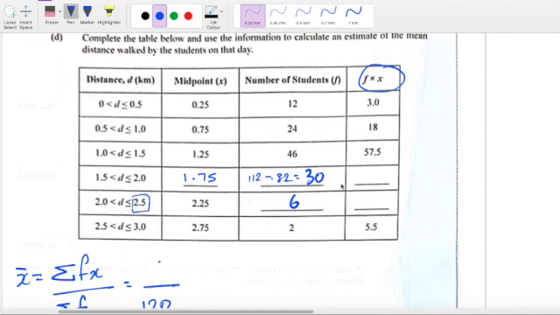And over here we will have f times x, so this is what we need the midpoint for. So this will be 30 times 1.75, giving us 52.5. And then we have 6 times 2.25, giving us 13.5.